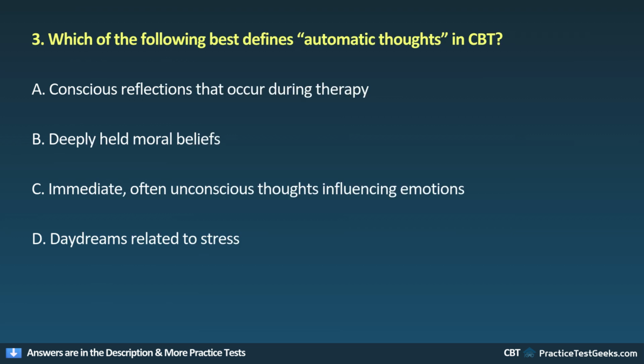3. Which of the following best defines automatic thoughts in CBT? A. Conscious reflections that occur during therapy. B. Deeply held moral beliefs. C. Immediate, often unconscious thoughts influencing emotions. D. Daydreams related to stress.